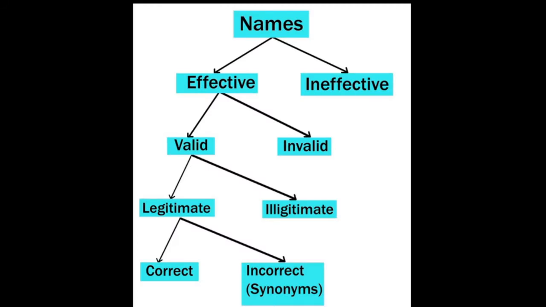And this forms a chart of different kinds of names. Names are effective or ineffective. Effective means effectively published; ineffective names are those which are not effectively published. And all effectively published names are not valid. Some are valid and some are invalid. And all valid names are not legitimate. Some are legitimate and some are illegitimate. And all legitimate names are not correct, and a taxon has a single correct name and other legitimate names of that taxon are treated as incorrect or synonyms.